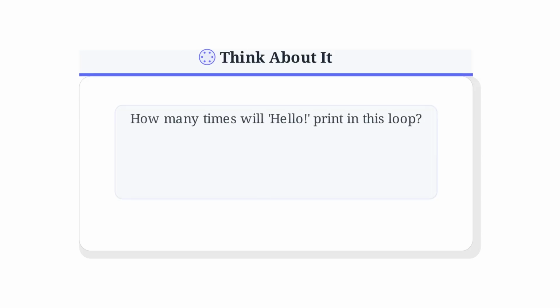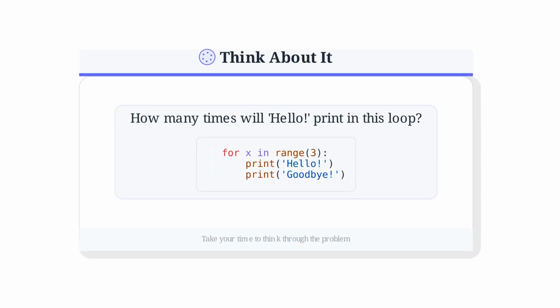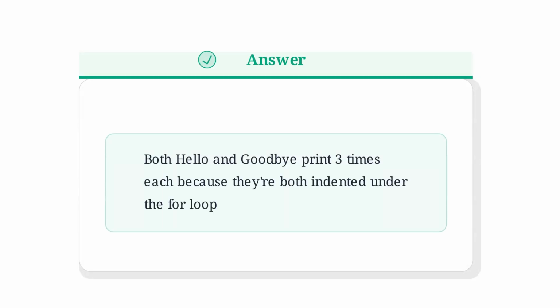Let's test our understanding. Look at this code and think. How many times will hello print? How many times will goodbye print? Both hello and goodbye print 3 times each because they're both indented under the for loop. Remember, everything indented runs each time.